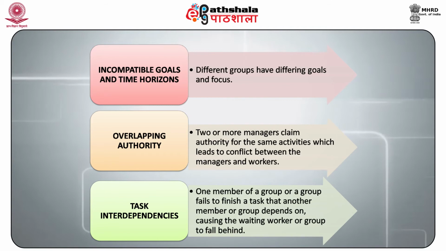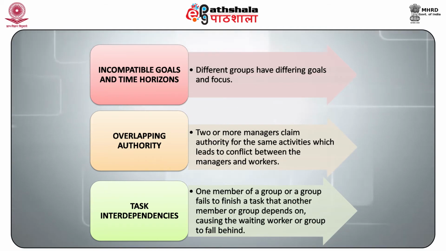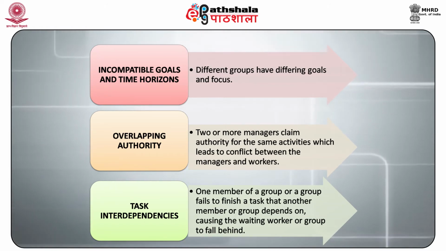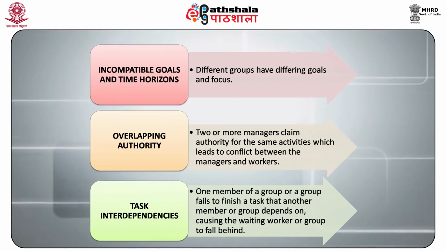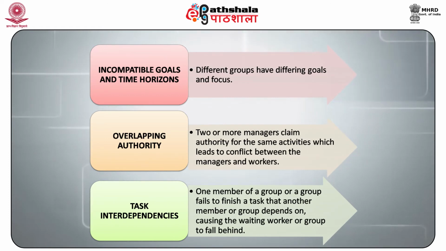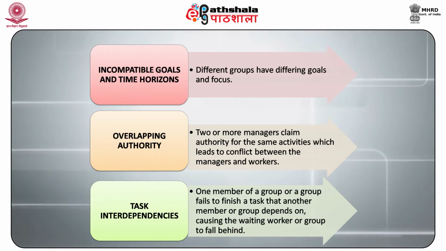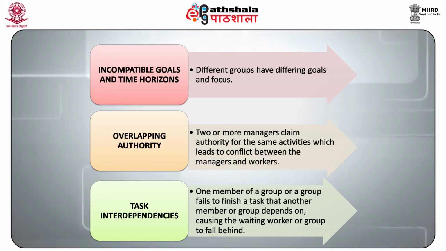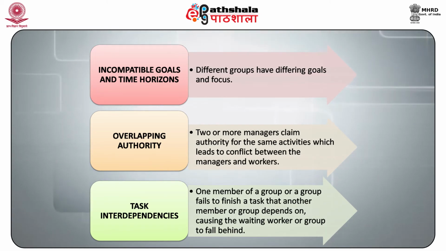Overlapping authority. Two or more managers claim authority for the same activities, which leads to conflict between the managers and workers. Task interdependencies. One member of a group or a group fails to finish a task that another member or group depends on, causing the waiting worker or group to fall behind.